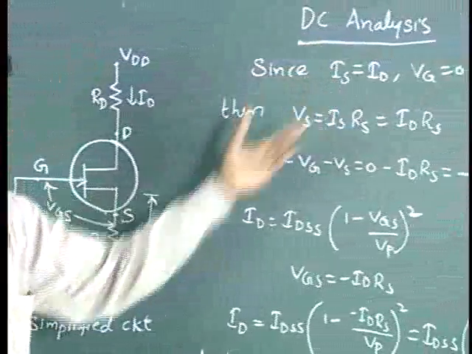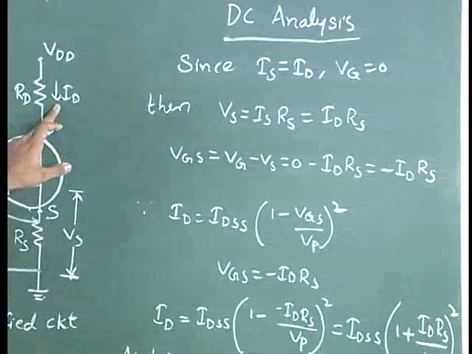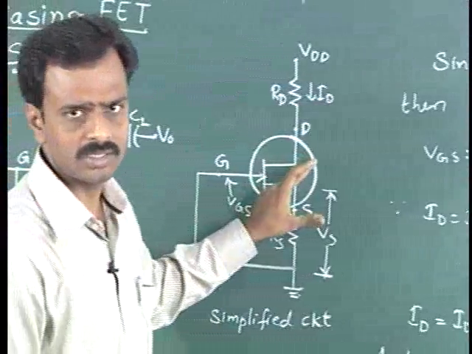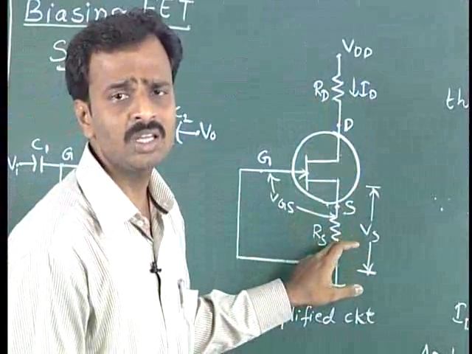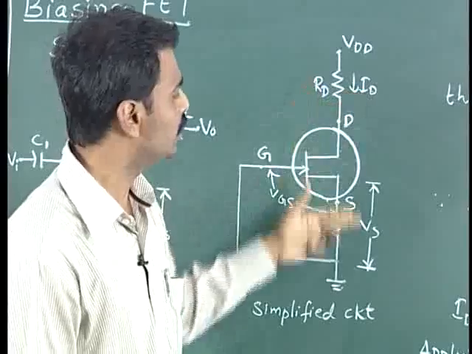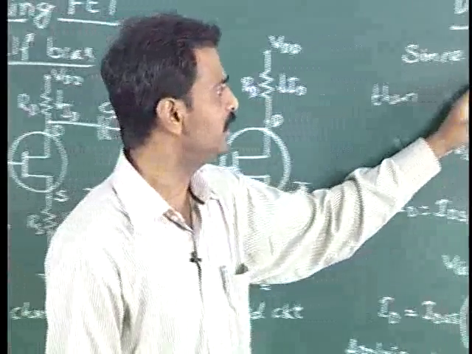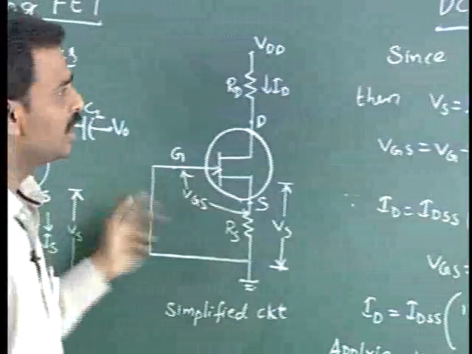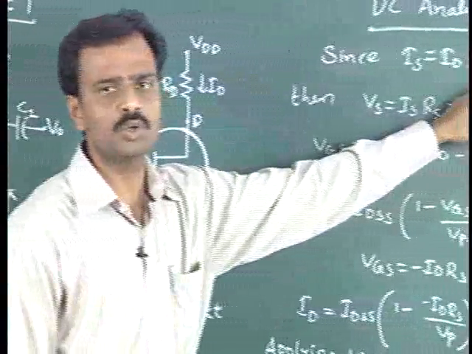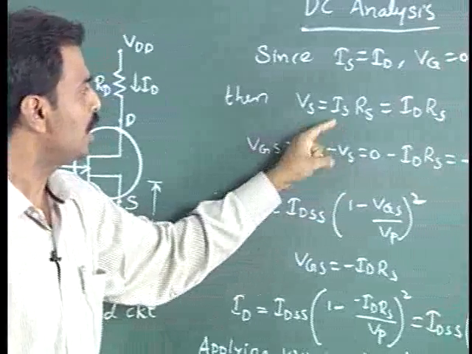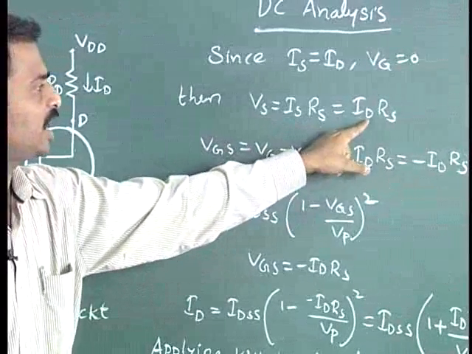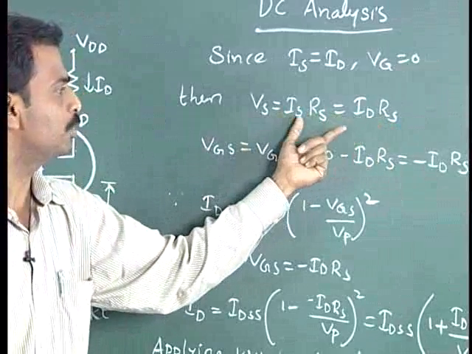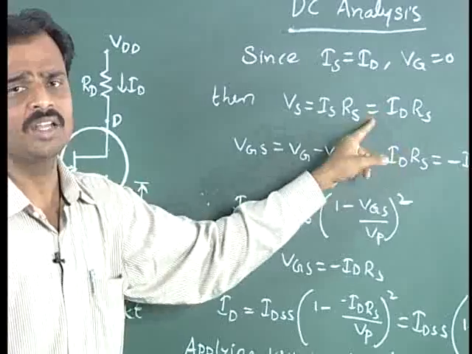From the DC analysis, as we have seen, whatever current ID flows in the circuit during the working principle of the field effect transistor, the same current will be flowing through the source terminal. Hence ID will be equal to Is. As there is no voltage source applied here, Vg will be equal to 0. And as Vs equals Is into Rs, and Is is equal to ID, Vs will be equal to Is Rs or ID Rs.